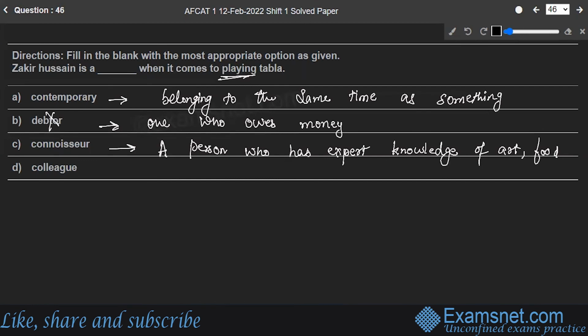And then colleague, people who work together, they are called colleagues. So looking at all these options, you are very much clear, and the word which is going to fit over here is connoisseur. Zakir Hussain is a connoisseur when it comes to playing tabla. So this is the correct one, option C.